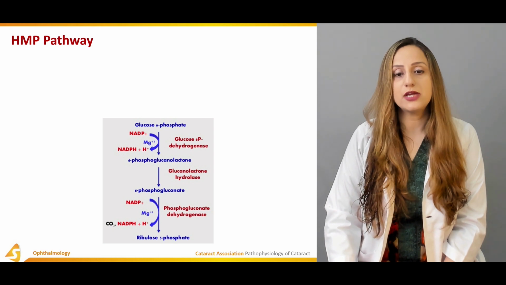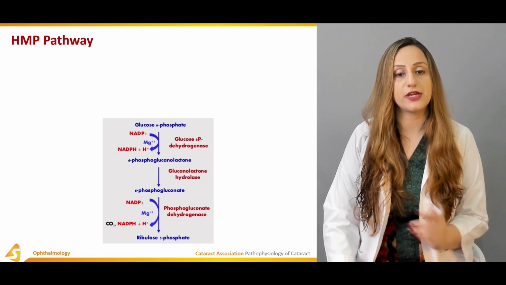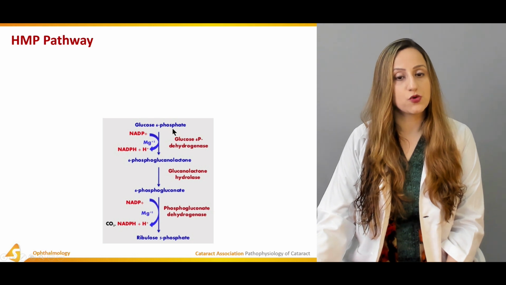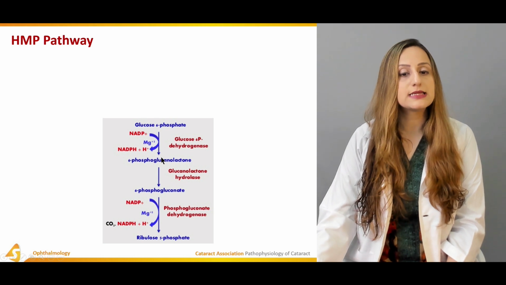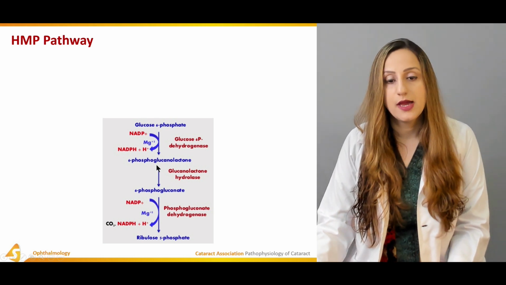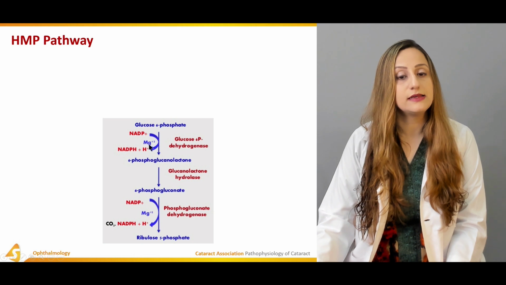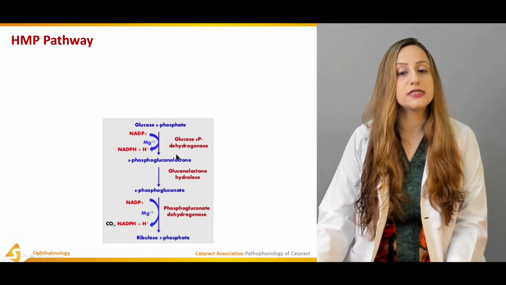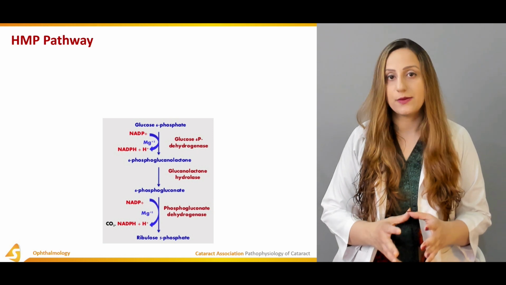Then we want to see the HMP pathway that is going to lead towards the opacification of the lens in patients. We have G6P, the glucose 6-phosphate, which is converted into 6-phosphogluconolactone. In the presence of NADP, oxidation is done, and glucose 6-phosphate dehydrogenase is the enzyme that is involved at the biochemical level.